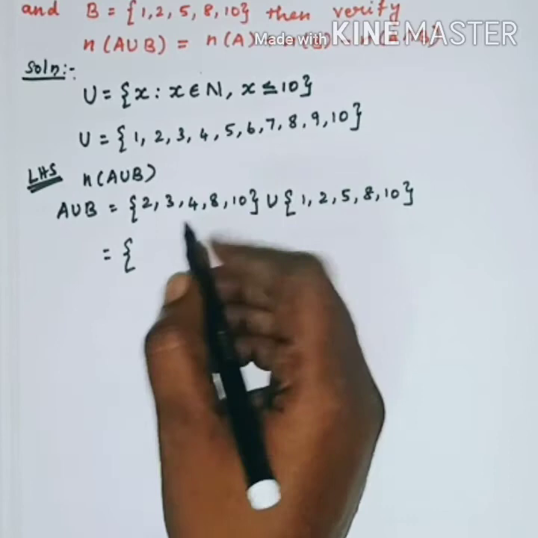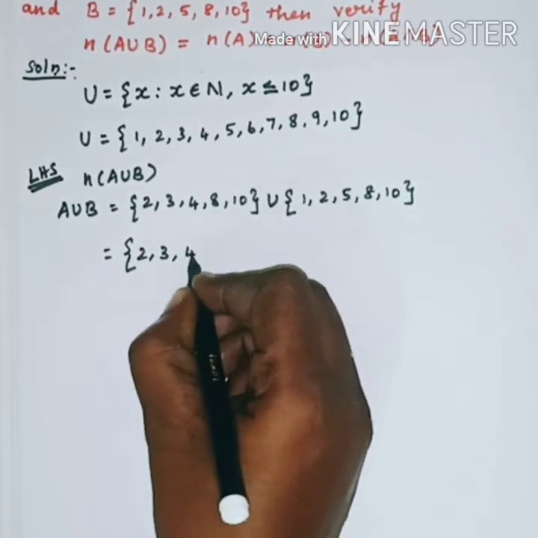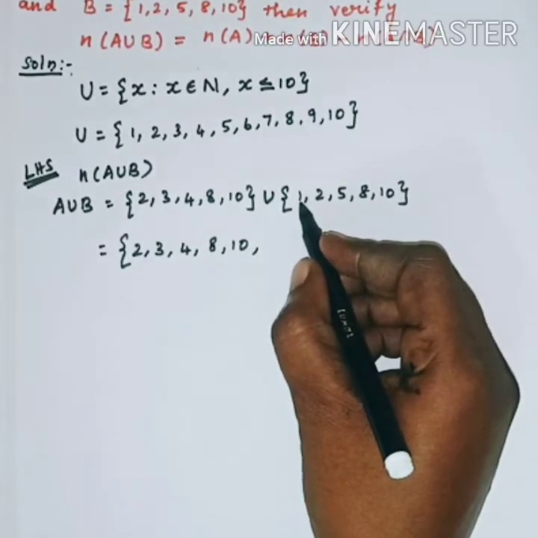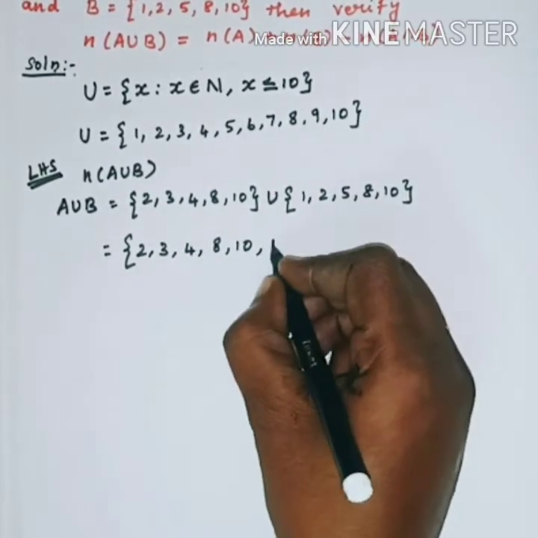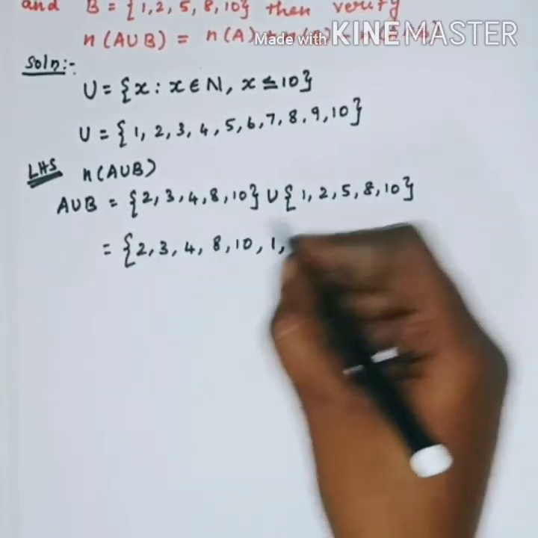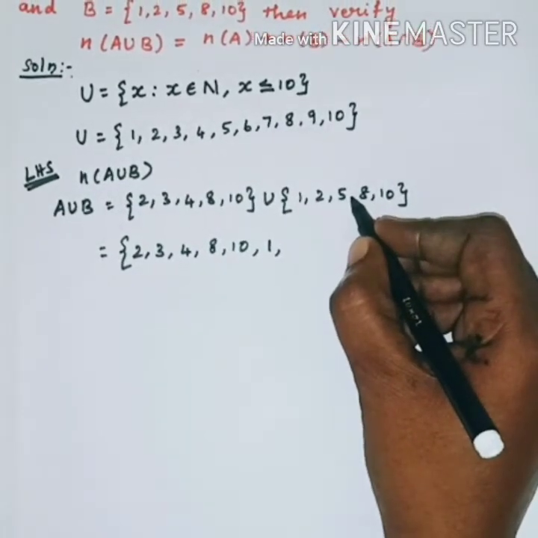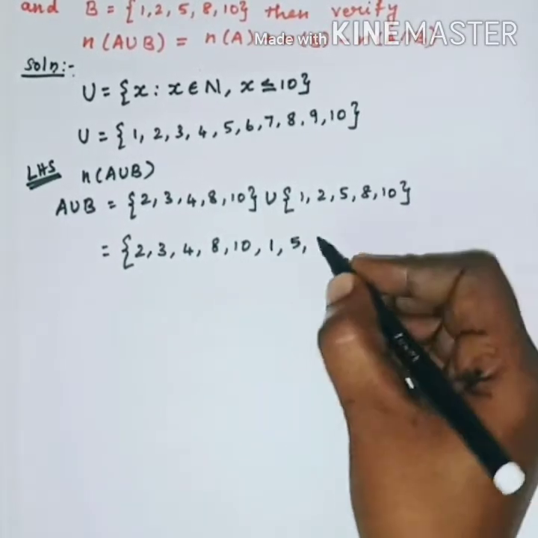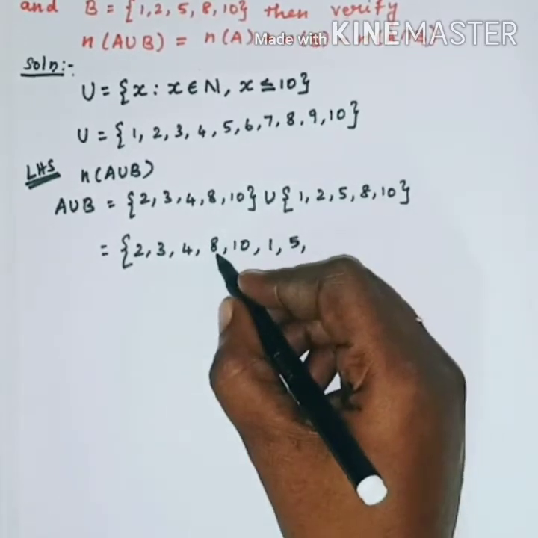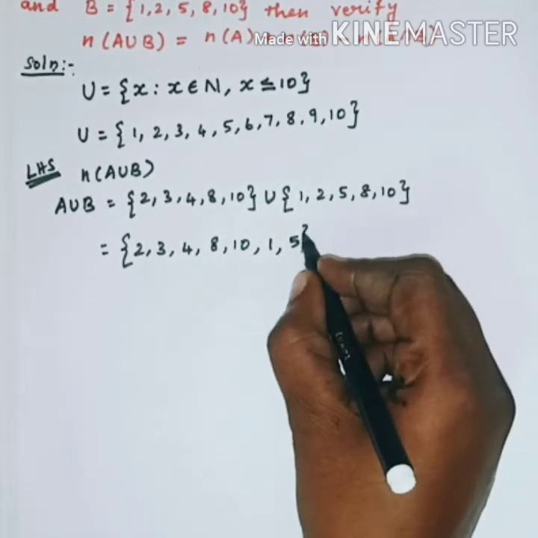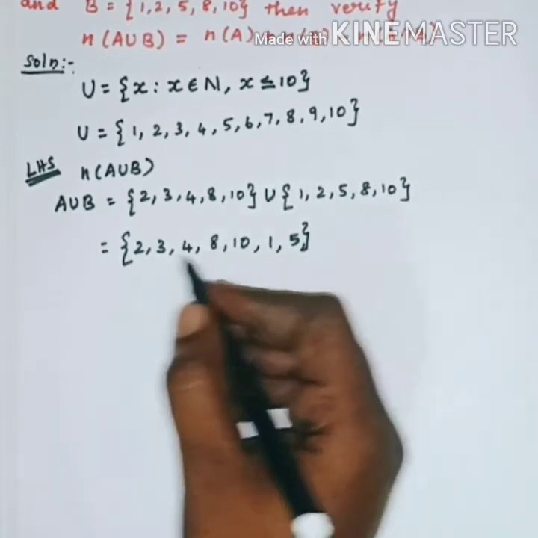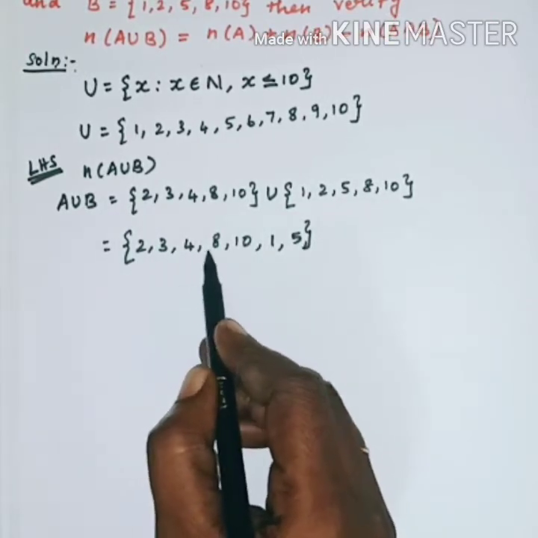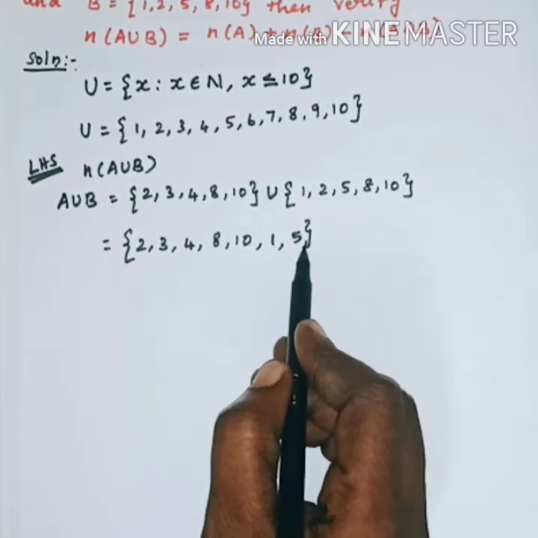Write the elements of the first set: 2, 3, 4, 8, 10. Now the elements in the second set: 1. 1 we didn't write, so include 1. 2 we already wrote, so no need to write 2 again. Next 5. 5 we didn't write, so add 5, and then 8. 8 we already wrote here. 10 also we already wrote here. So stop up to this. This is your A union B. So A union B is equal to {2, 3, 4, 8, 10, 1, 5}.